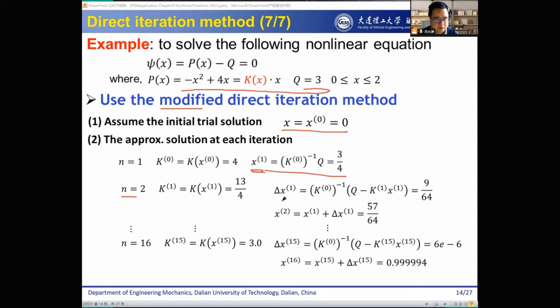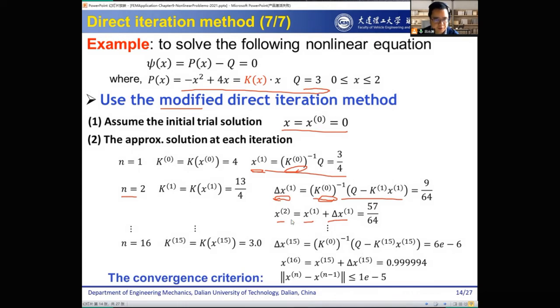From the second iteration, we first need to calculate delta x1, and when we calculate delta x1, we use the tangent, or the slope, from the first iteration. Then x2 equals x1 plus delta x1. Okay, and then we keep iterating.